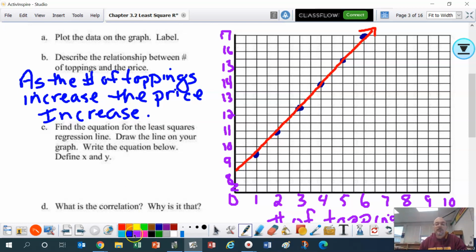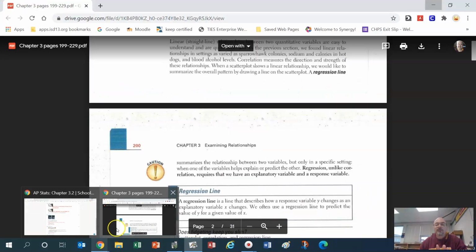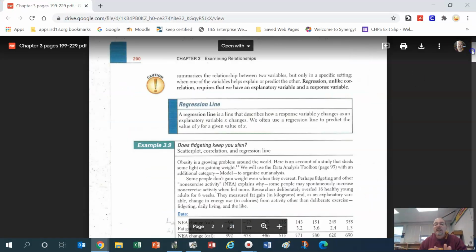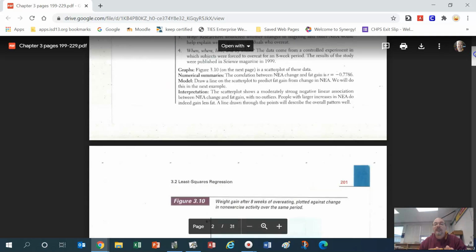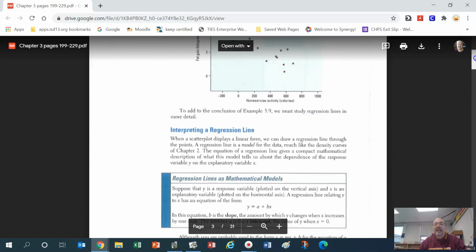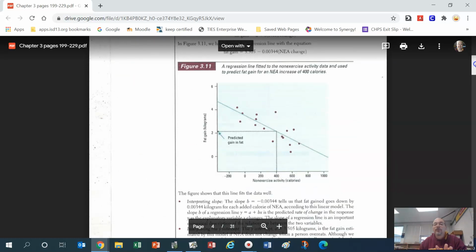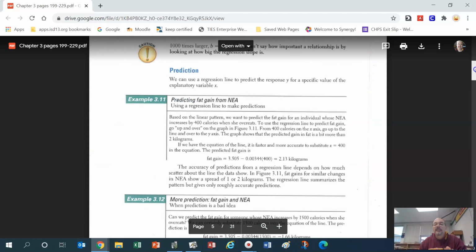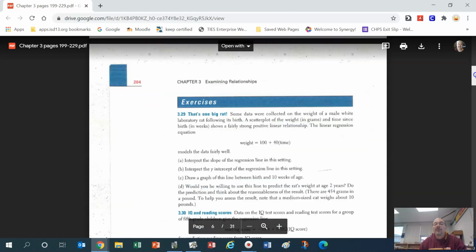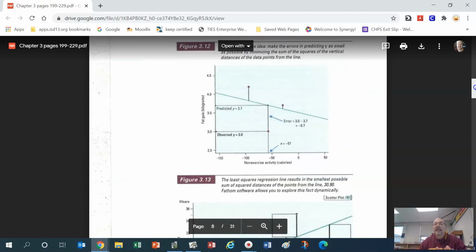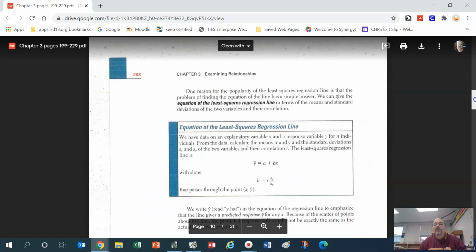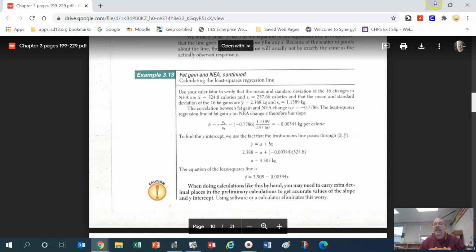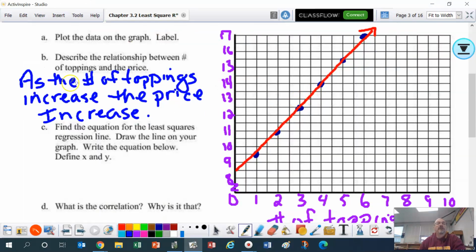And I'm going to take a moment right here, and I want to emphasize something, ladies and gentlemen. Read the book. Read the examples in chapter 3.2. There's a lot of good examples that you need to look at. I can't go through all of these examples that are in the book, but you need to read through each example carefully and think about what they are talking about. At a minimum, read the examples in your book. I can't emphasize that enough. Read the book. All right, enough of that. So as the number of toppings increase, the price increases.